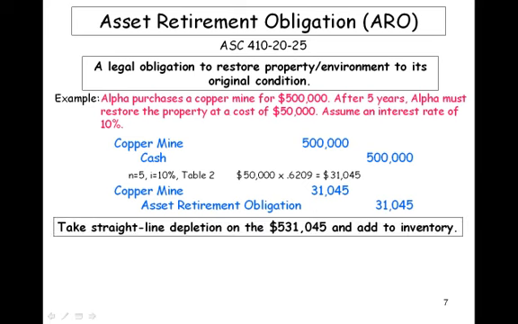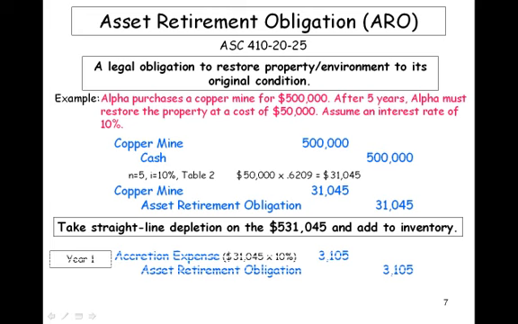Straight line depletion is taken on the total cost of $531,045 and added to the cost of the copper inventory. The difference between the $50,000 future value of the ARO and the $31,045 present value is future interest expense that must be amortized over 5 years. This amortized interest is called accretion expense.